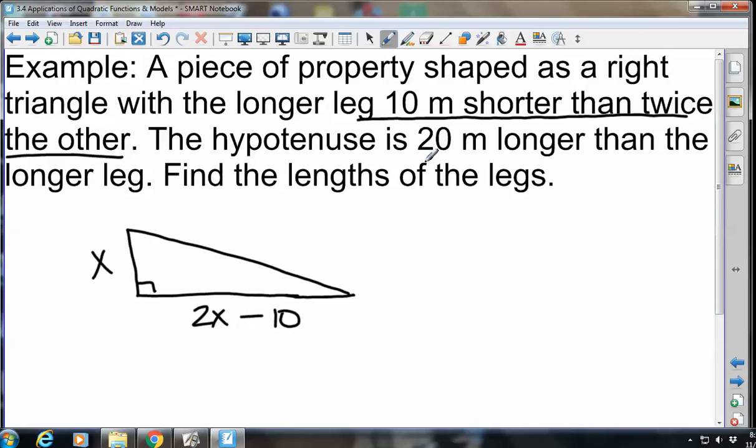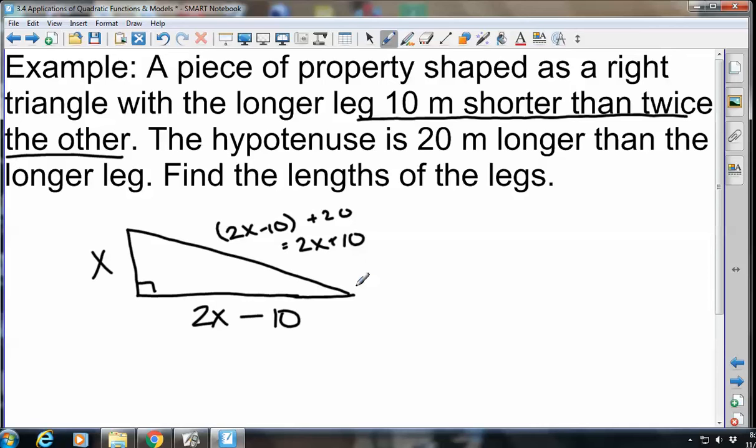Alright, the hypotenuse is 20 meters longer than the longer leg. So this was the longer one. So 20 meters longer than that, what would you have to do? Add 20. So that one was the 2x minus 10. If I add 20 to that, I could just go ahead and simplify that to 2x plus 10. Alright. So far, so good?